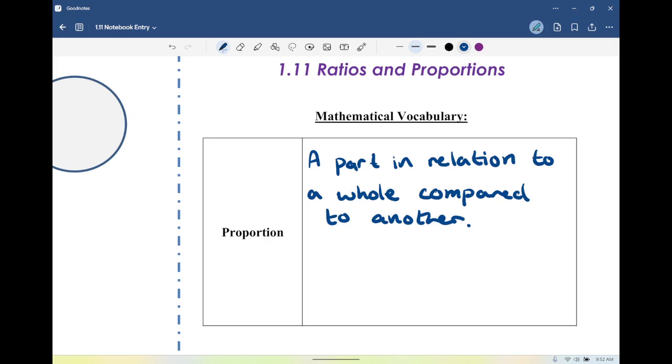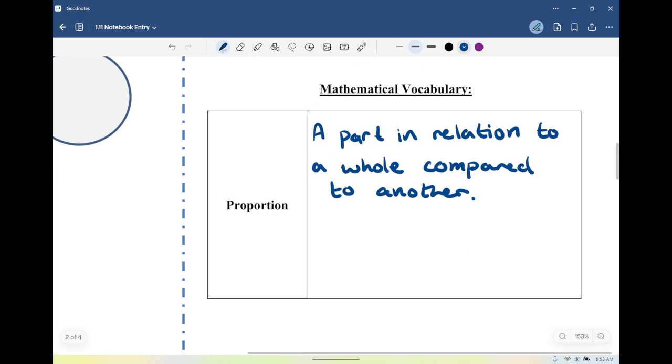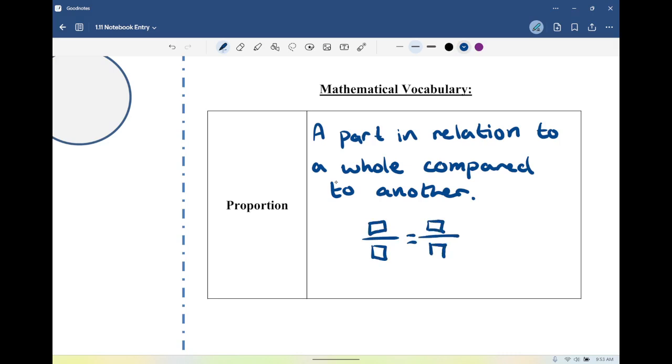We've seen the first part of this definition before. A part in relation to a whole thing, that's a fraction, right? That's how we think of fractions back in the first week of school. When we have a fraction compared to another, picture exactly what we've been seeing for cross multiplication. I'm going to have one fraction set up equal to that second fraction. We don't necessarily know what the values are, we're going to get into that, but I have to have one fraction set up equal to another fraction.